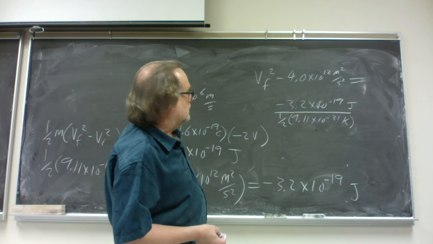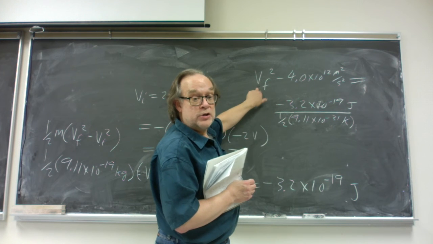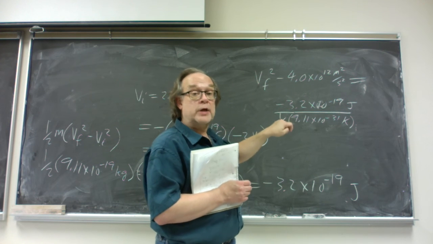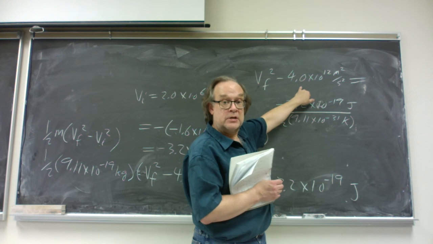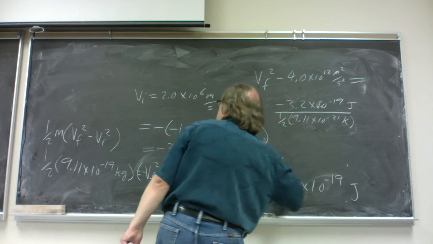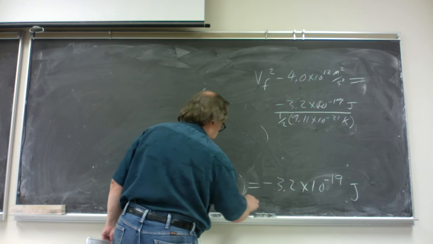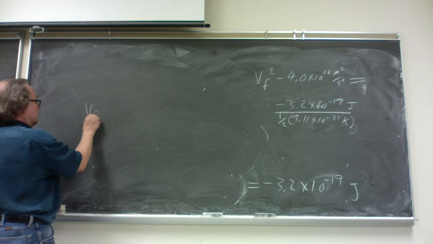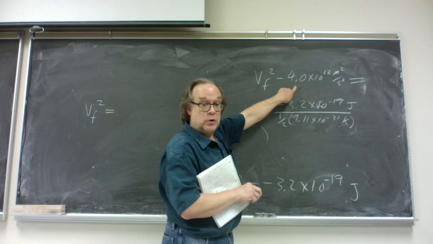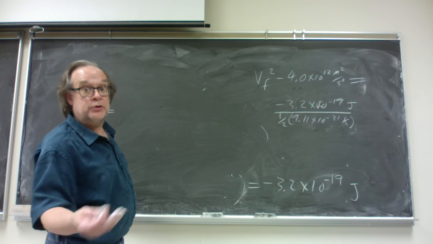Let's just rewrite that a little bit by solving that equation for v final squared. Just get v final squared all alone on one side of the equation. You do that by adding 4 times 10 to the 12th to both sides of the equation. So what we come up with looks like this. V final squared, that's all we have left on the left side of the equation because we added 4 times 10 to the 12th to the left side. And then on the right side we added 4 times 10 to the 12th to both sides of the equation.